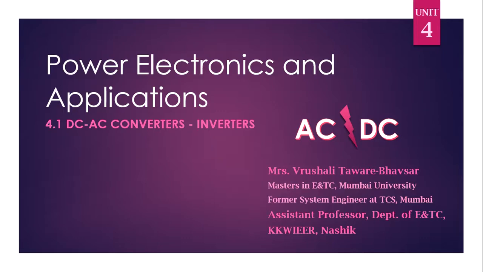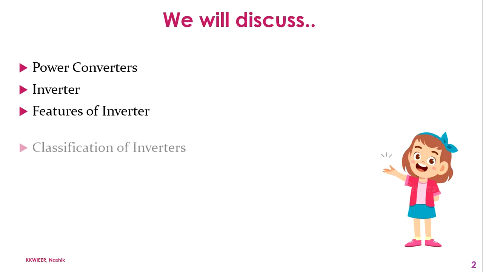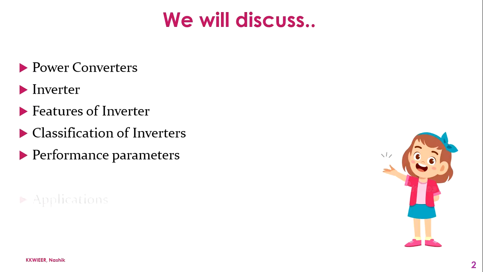This is our fourth unit in which we are going to see DC to AC converter, that is nothing but inverters. So we will discuss the different power converter types, then what is inverter, then its features, its classification, performance parameters of inverters, and finally its applications.